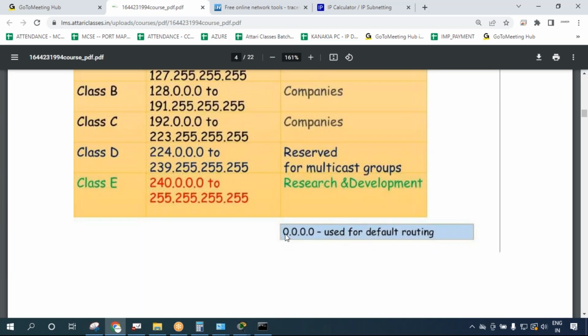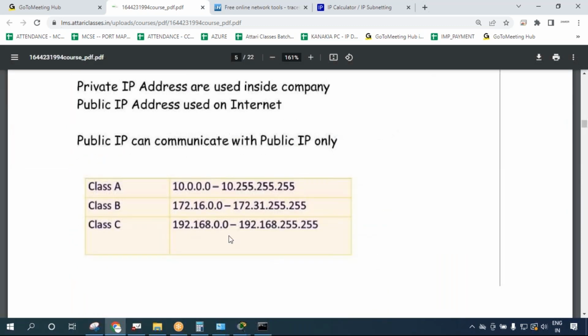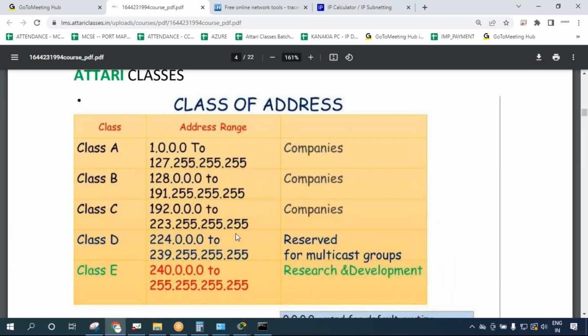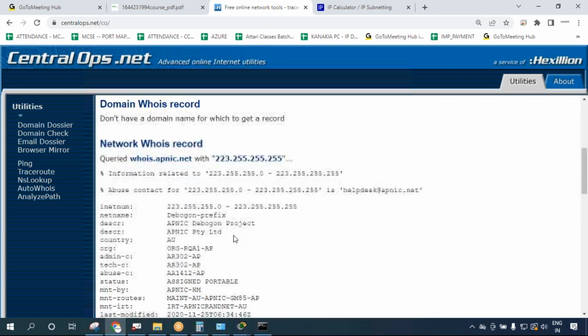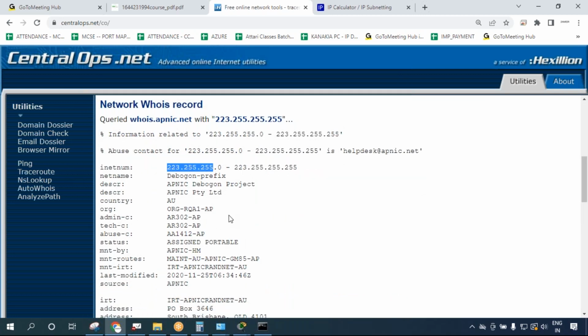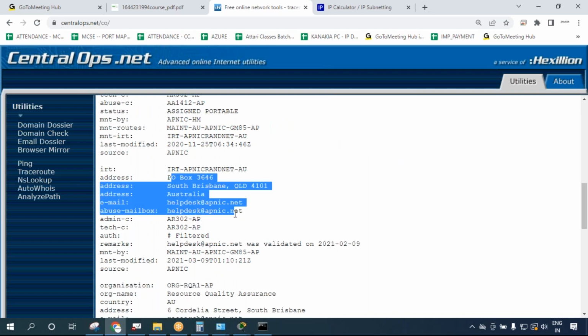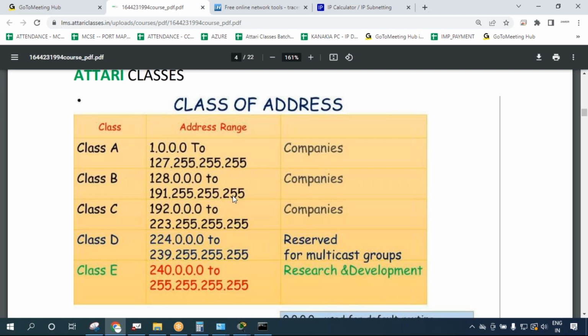Getting the point? IP starting from 0 is used for default routing. IP addresses starting from 127 are used for loopback. And apart from the private IPs, the rest of class A, B, C addresses that are left are known as public IP. Getting the point? So you can even go here and see 223.255.255.255. Who has taken this IP? It will show me that the 223 range is taken by a particular company in Australia. Are you understanding, my dear friends? Have you understood the private and public concept?